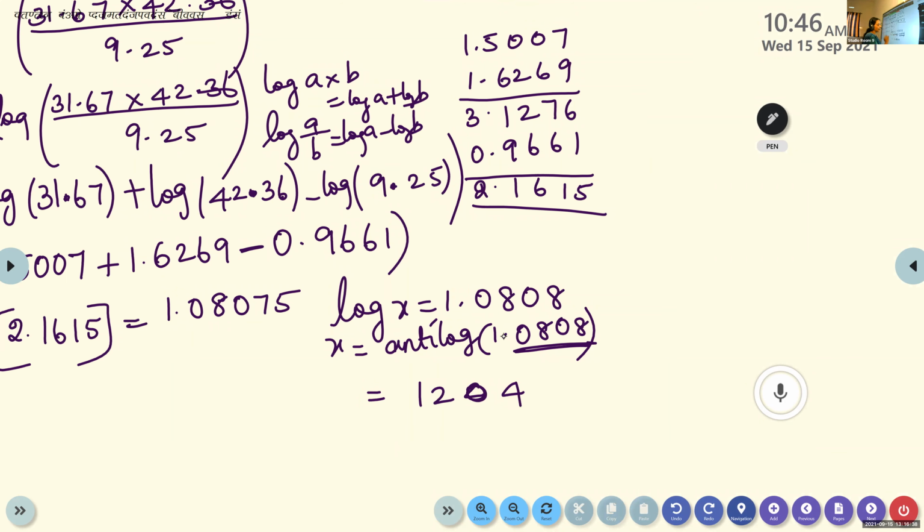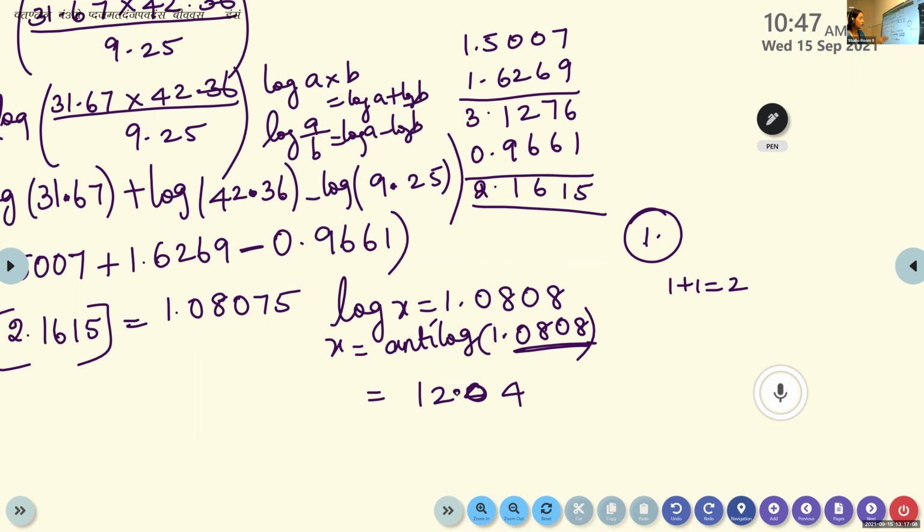Now you take the part before decimal. Before decimal, we have one place, 1 point. So what you have to do? How many places we have to shift the decimal? 1 plus 1, what is it? 2. So we have to leave 2 places and then give the dot. So it is 12.04. So answer is 12.04.